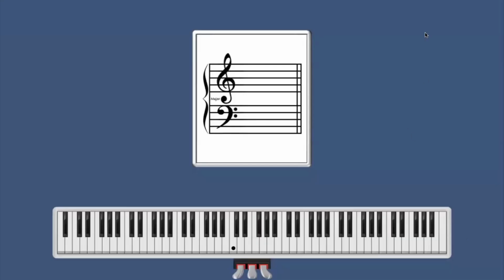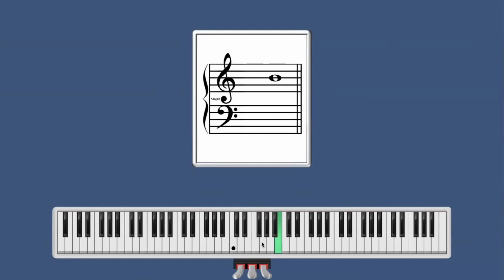So now I want to give you a note that is not a home note. And I want you to tell me what your closest home note to that note is. Are you ready? Sure. Okay, that note. What's your closest home note?